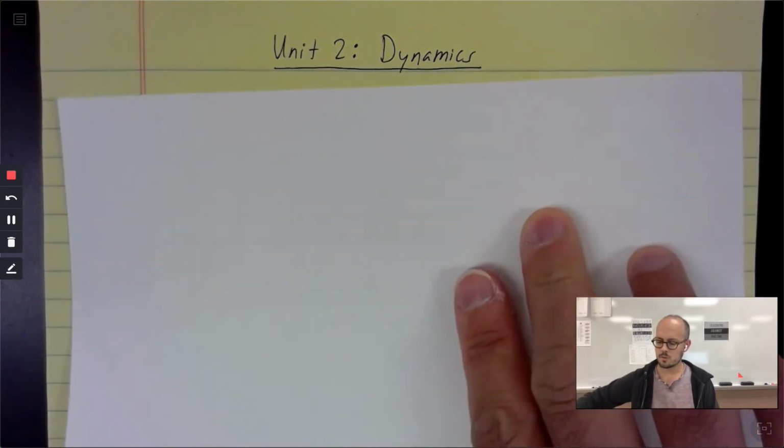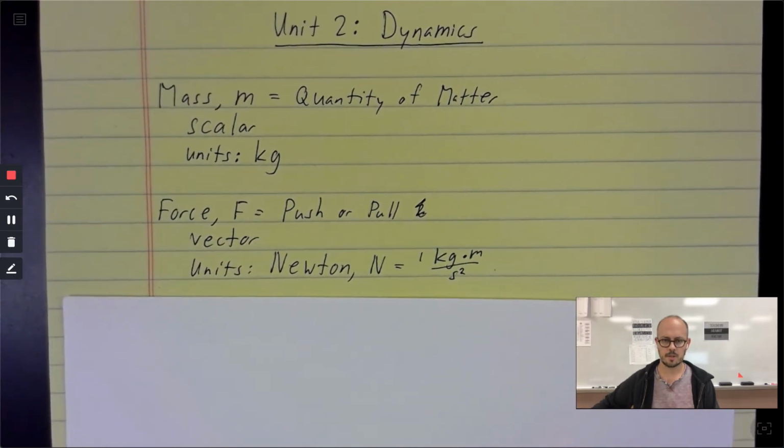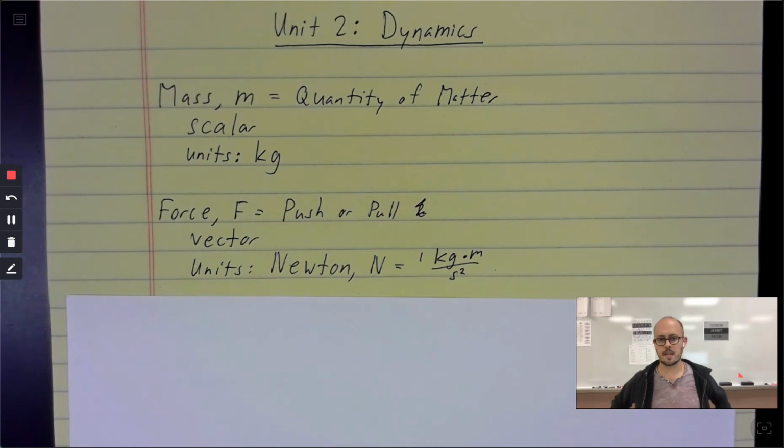So the two new quantities in physics for this unit are mass and force. Mass is something that you're familiar with from chemistry. It's describing the amount of matter in a substance. The abbreviation for mass is lowercase m. It is a scalar quantity, so only its magnitude is reported, and these numbers are anywhere from 0 to positive infinity. The units of mass for physics are kilograms.